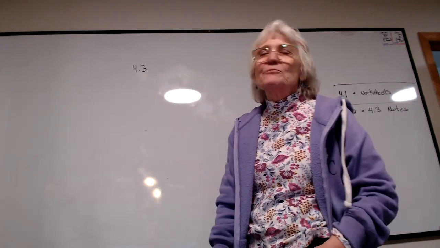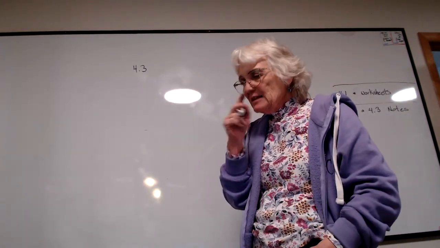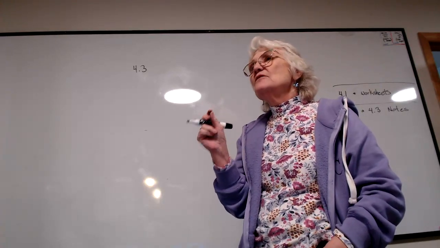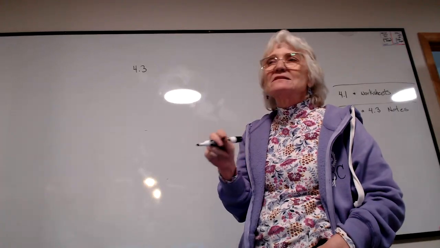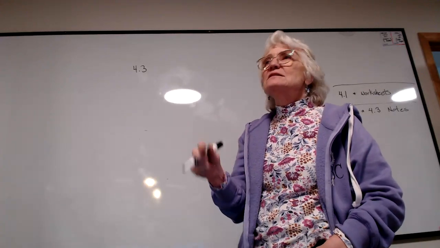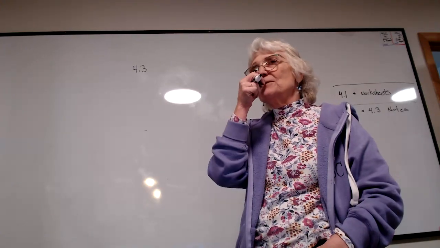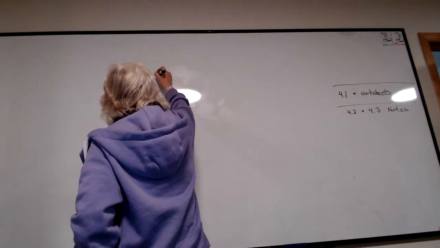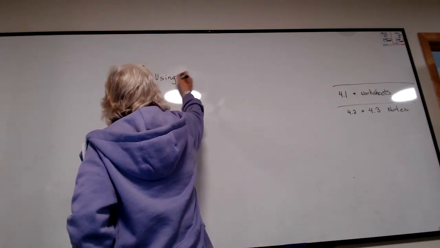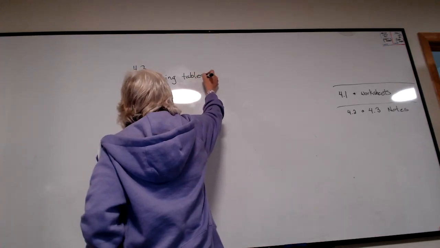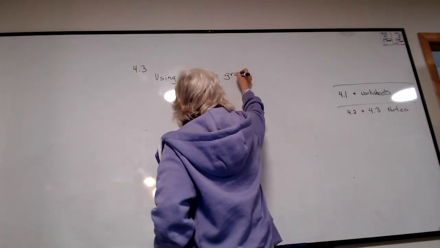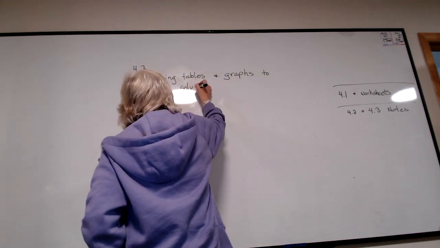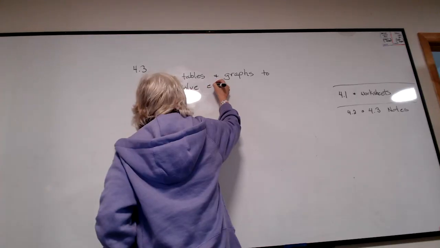Okay, in 4.3, what we're going to do is look at different expressions and put those on a graph, either graph or chart, so we can see if they're equal or not, or when they're equal. Okay, so what we're doing is using tables and graphs to solve an equation.